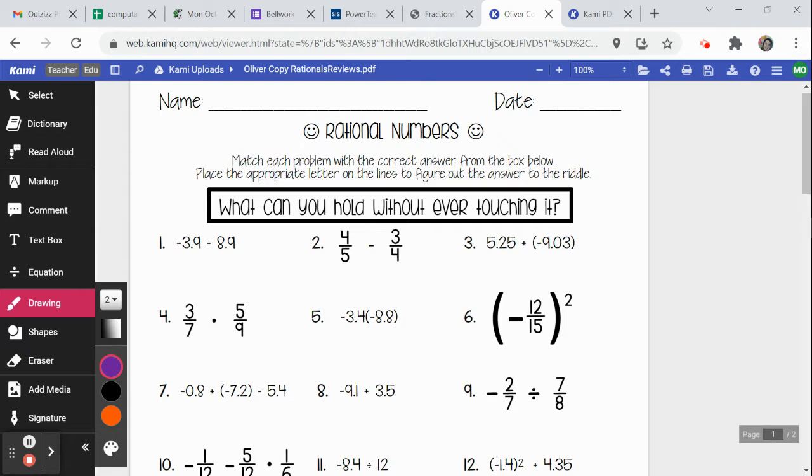All right, so this is a riddle. It says match each problem with a correct answer from the box below. Place the appropriate letter on the lines and figure out the answer to the riddle. My riddle is, what can you hold without ever touching it?